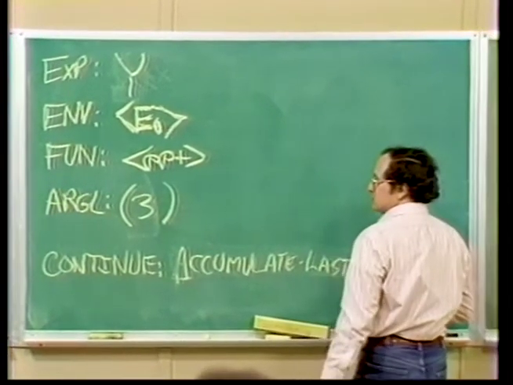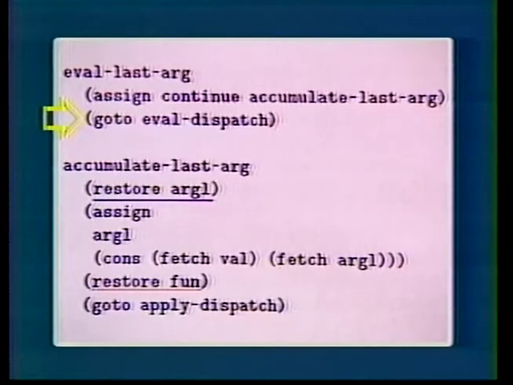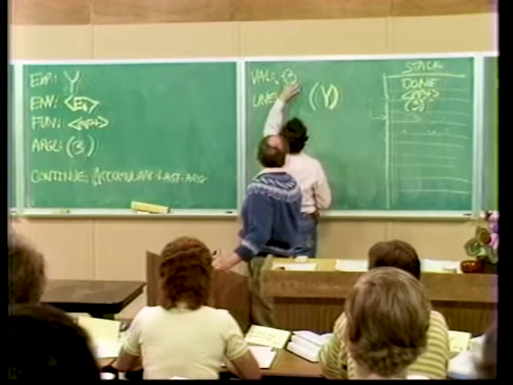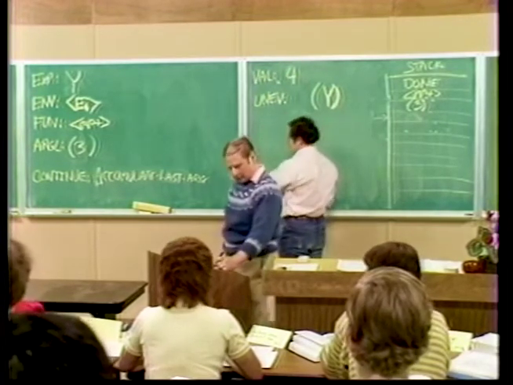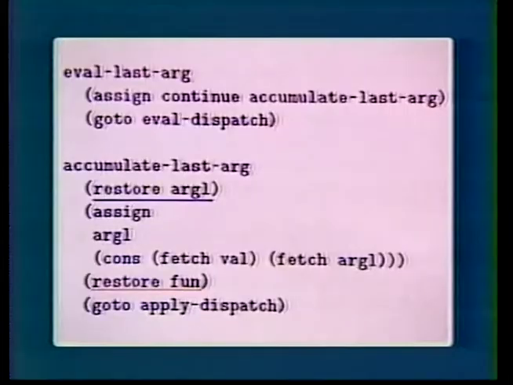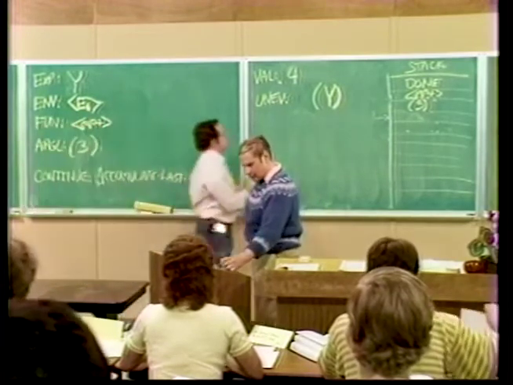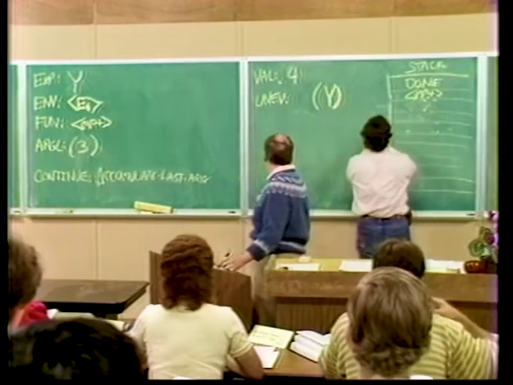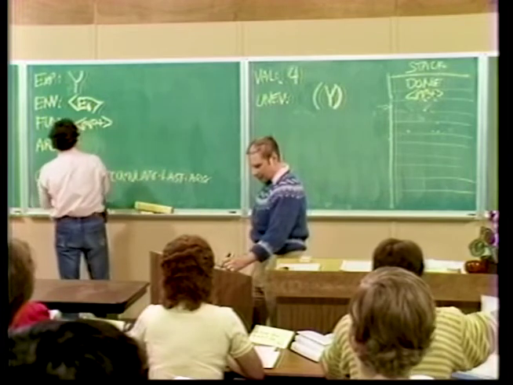Now we're set up again for eval dispatch. We've got a place to go to when we're done. We've got an expression. We've got an environment. So we'll short circuit the call to eval dispatch. There's a y there, it's four in that environment, so val will end up with four in it. And then we're going to end up at accumulate last arg. At accumulate last arg, we restore argl. We assign to argl cons of fetch of the new value onto it. So we cons a 4 onto that.